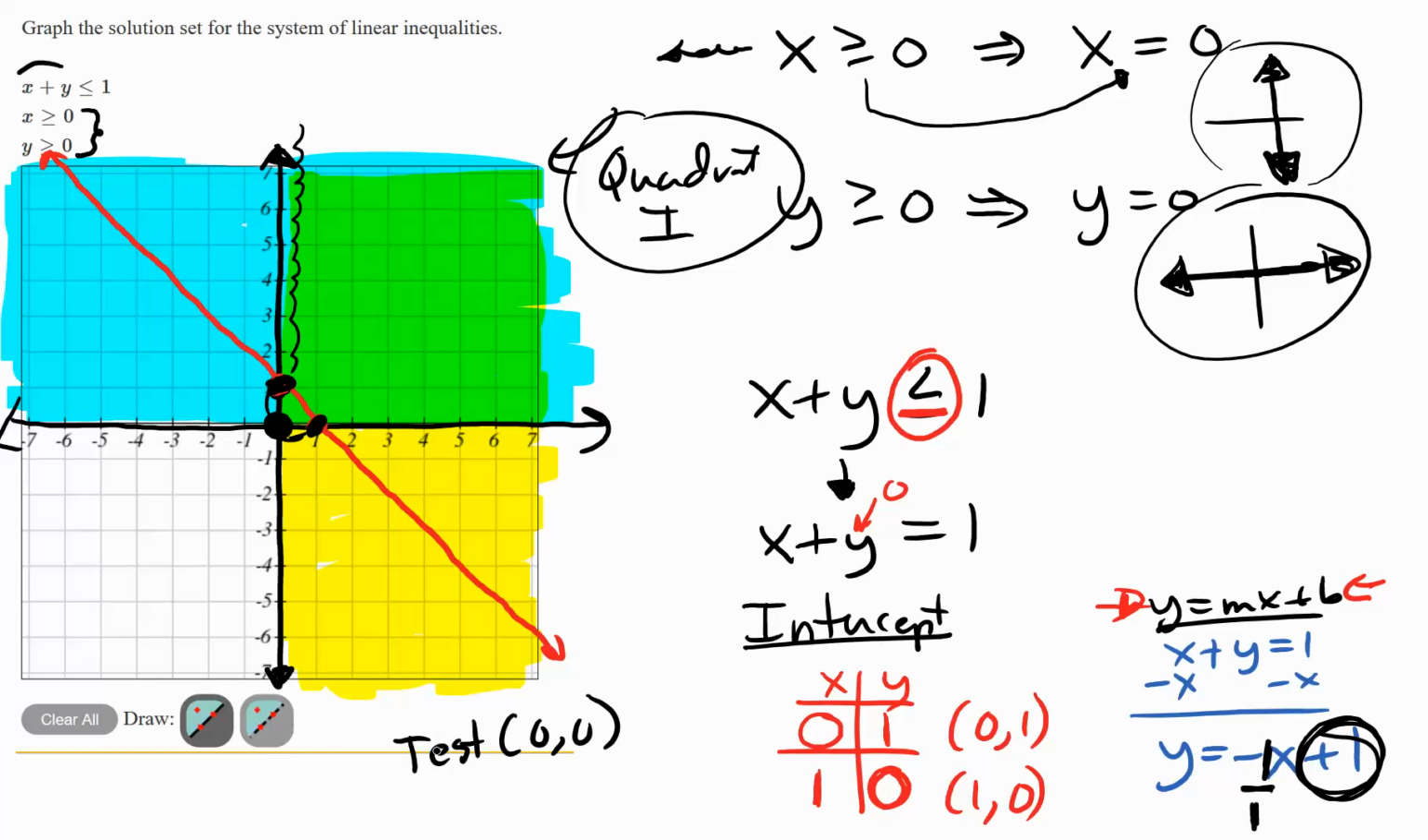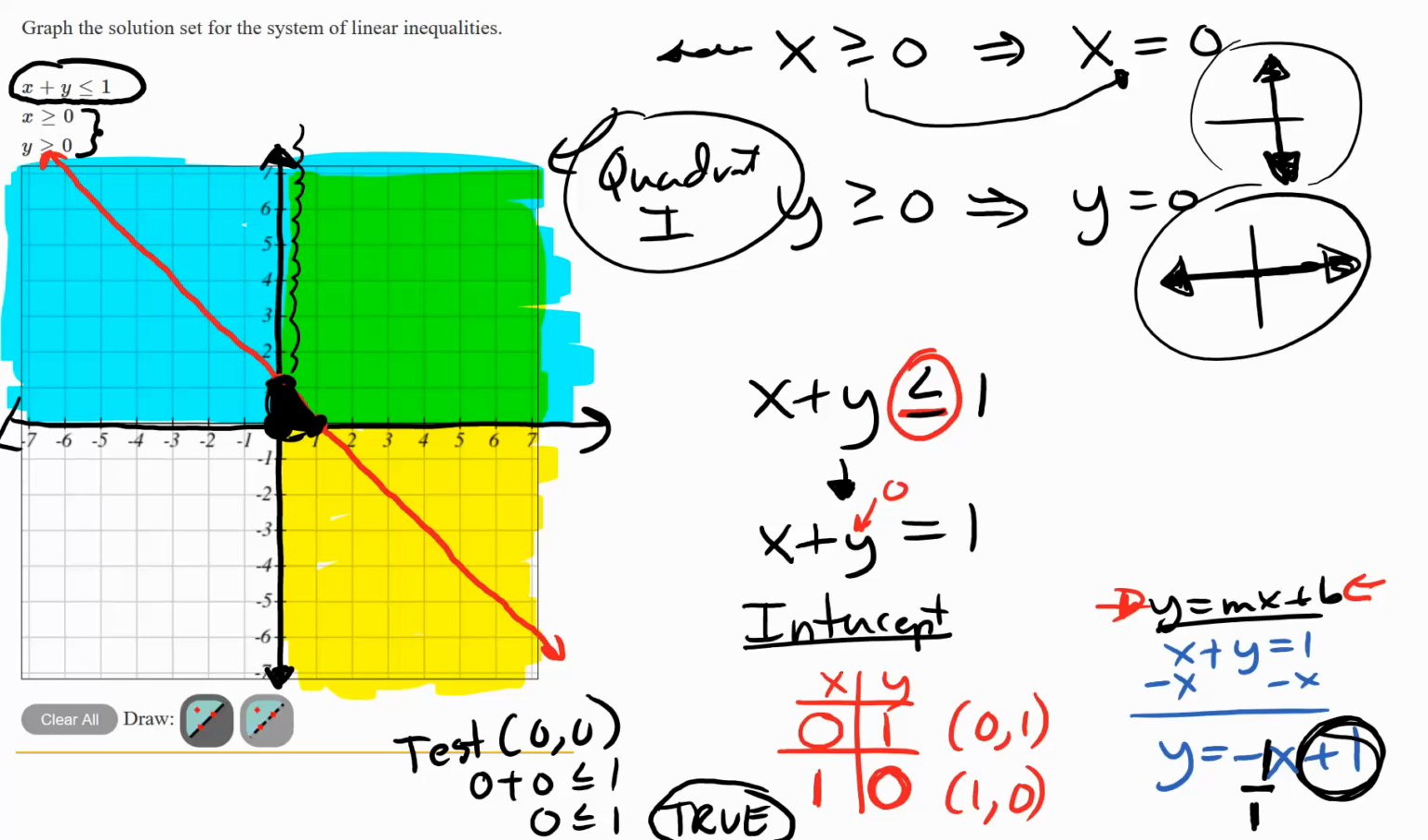Now we go back to our original inequality here. So x is 0 and y is 0. So in that case, 0 plus 0 is still 0. And is 0 less than or equal to 1? That is true. So we're going to shade towards the point away from the line. But we also know that we're only working in quadrant 1. So really what happens is we're looking for that little corner right there, that little bottom corner right there to be the answer for everything here.